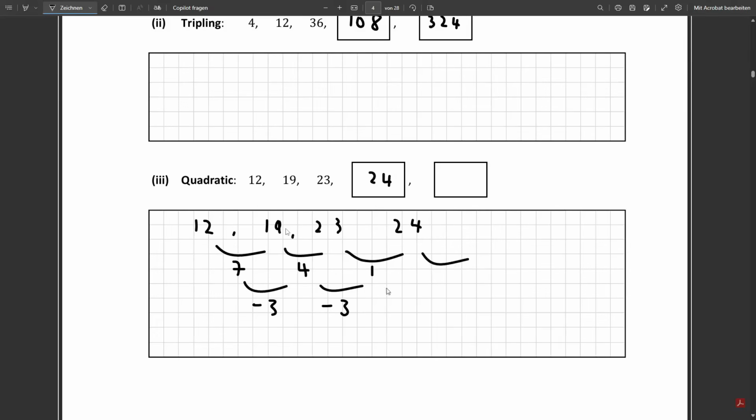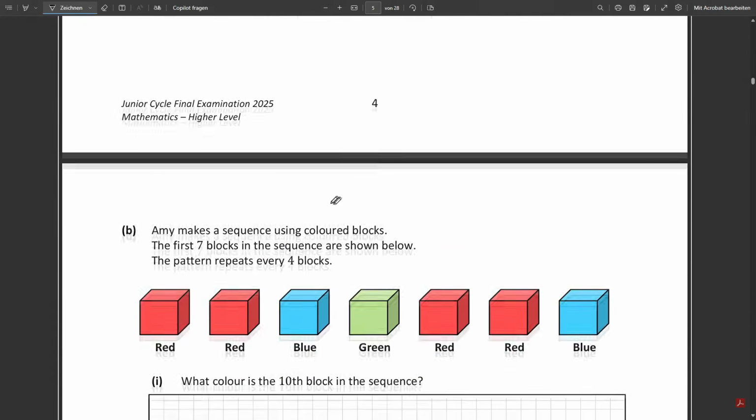And then next, we're going to have to take away another 3. So then our first difference will be minus 2, because 1 minus 3 gives minus 2, we're taking away 3 again. Then 24 minus 2 gives us 22. And then you can verify that those are indeed in a quadratic sequence.